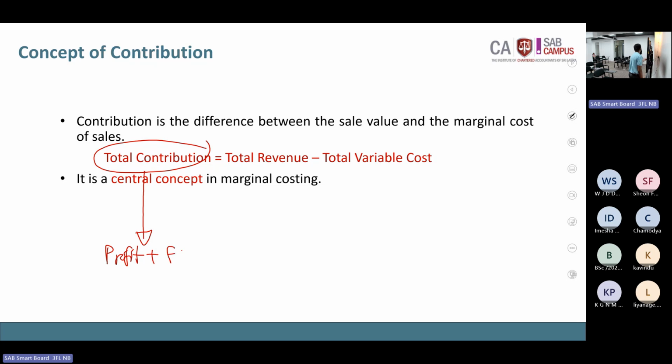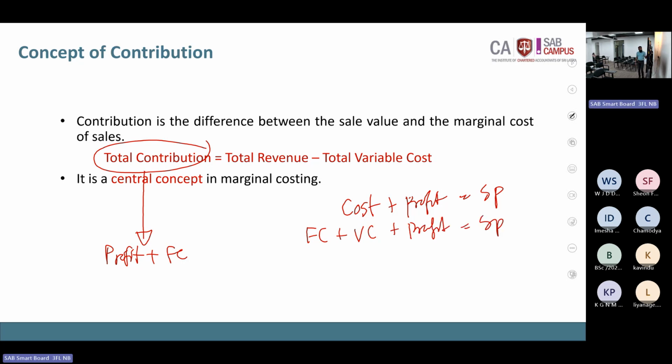Profit and fixed cost. ඒක හැදෙන්නේ අපි සාමාන්‍යයෙන් selling price එකක් හදන්නේ කොහොමද? Basic way, cost plus profit equals to selling price. Then there are two types of cost in our calculation. That is fixed cost plus variable cost plus profit equals to selling price. So from the selling price, if we remove the variable cost, the fixed cost and the profit is the remaining part. So this part we call it as contribution.